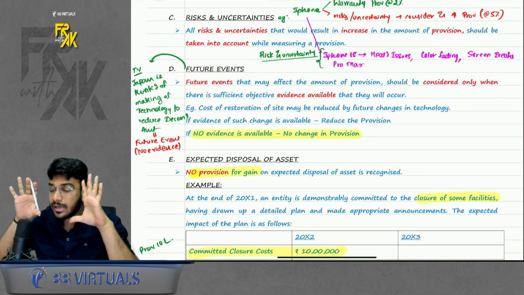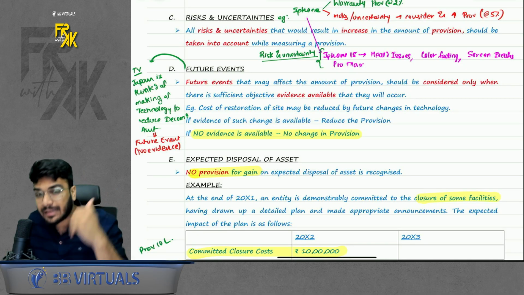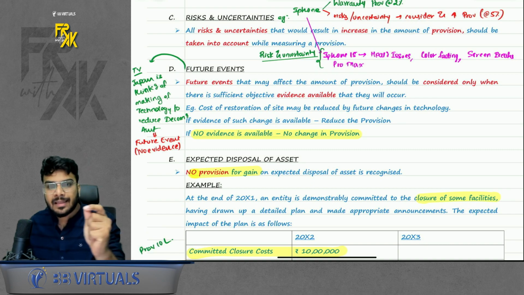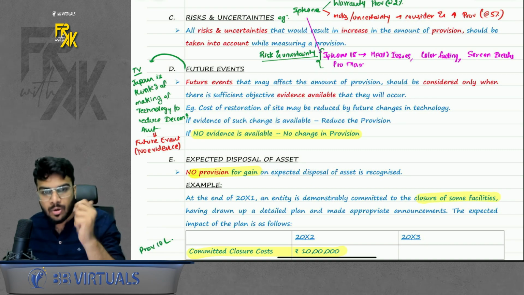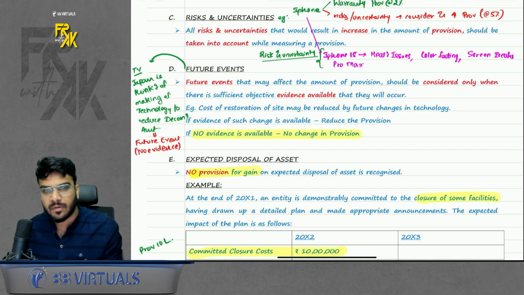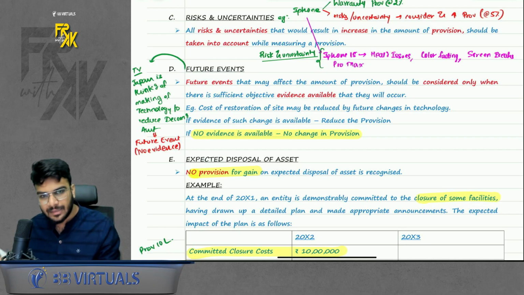I was watching a news channel where it was shown that Japan is thinking of making a technology which will reduce the decommissioning amount. But there is no evidence of this future event. They are only talks. So will you consider this future event and reduce the amount of provision? The answer is no. If no evidence is available, do not consider it. If the evidence was available, then you might consider it.